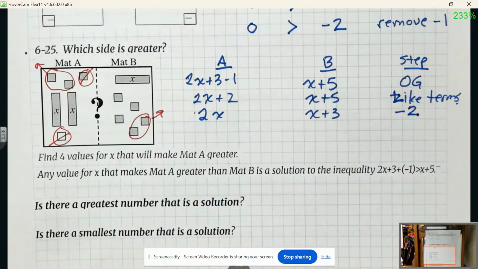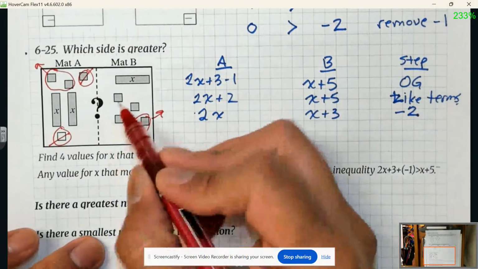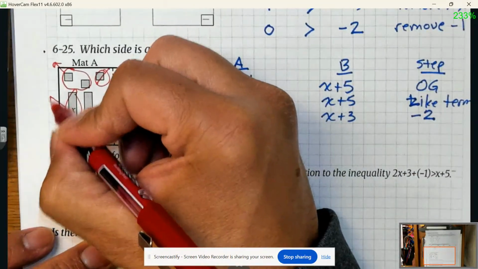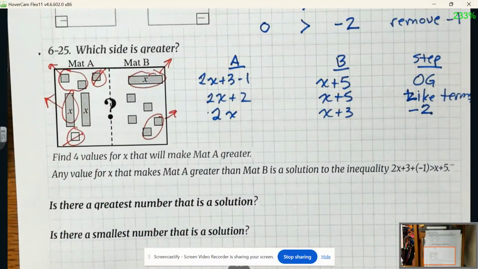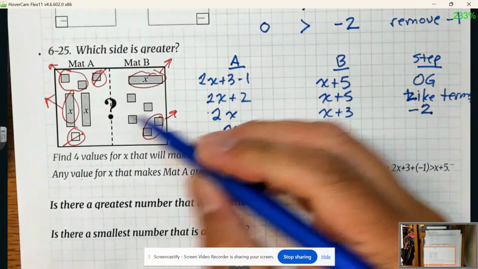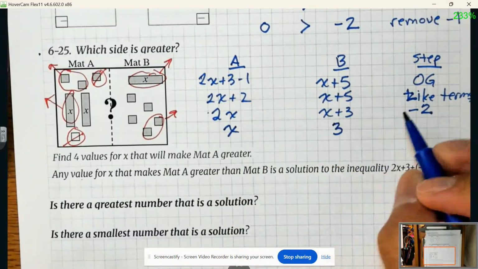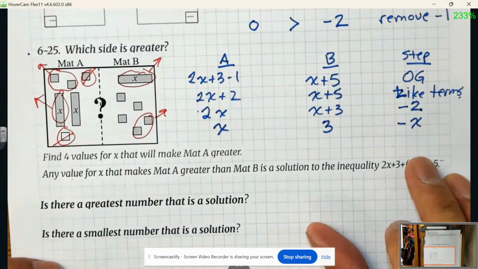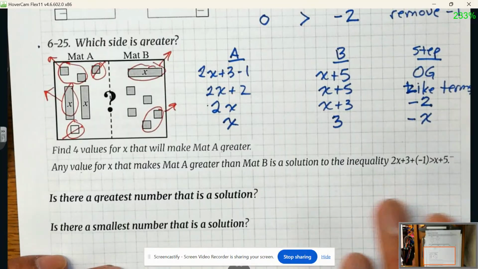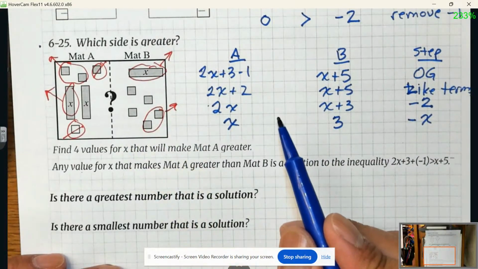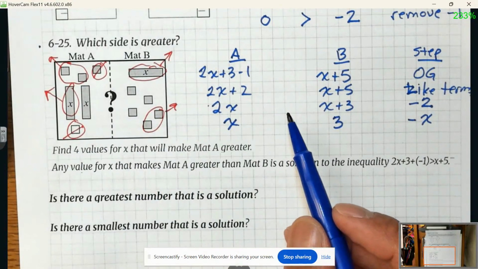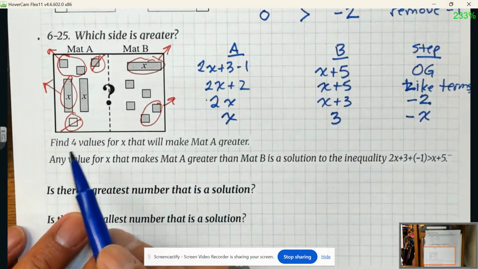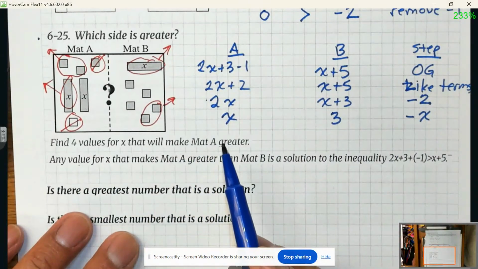All right, next step. We are going to take away an x from both sides because we can. That is a legal move since we're keeping the balance. And that leaves us with x on mat A and 3 on mat B. And we subtracted x. Right, so what is left is an x and a 3, so which one is greater? And we learned in a previous lesson that we can't tell because x could be any number in the world. So our task is, let's find 4 values for x that will make mat A greater.